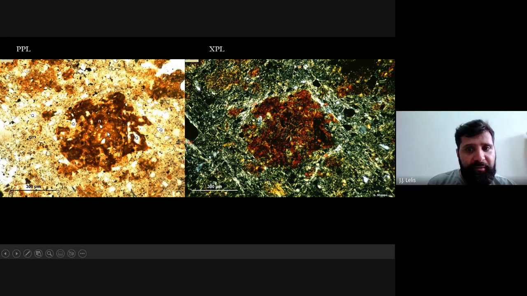And we can see in the XPL that all this material presents a different color in XPL in comparison with PPL. In this specific case, it tells us that this fine fraction is well oriented, it's well organized, and that's why we can easily see a different color in XPL in comparison with PPL, okay?